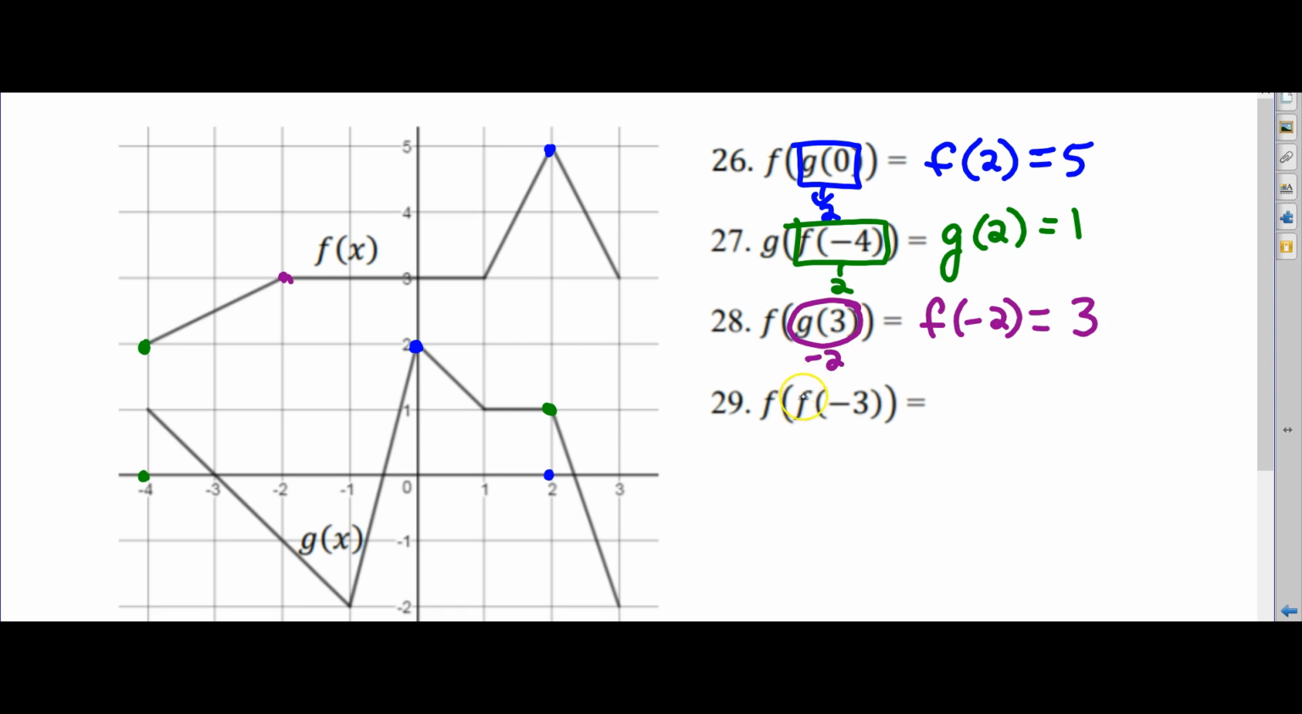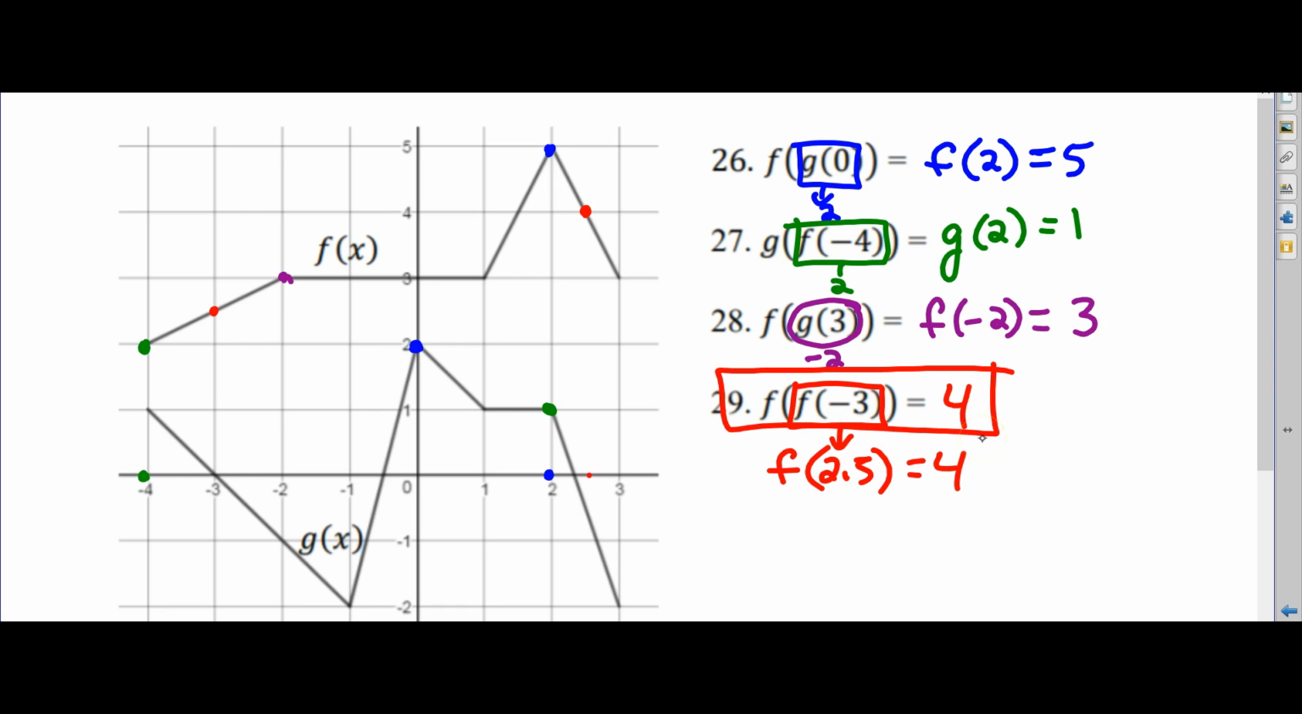And then lastly here we have the f of -3. So first find out what the f of -3 is. At -3 you have 1, 2, and about a half there. So this is the same thing as about 2.5. So I want to know what is the f of 2.5. Go to 2.5, and then go up 1, 2, 3, 4. Looks like it's going to be 4 on the f function there. So we can say that whole thing is equal to 4 right there.